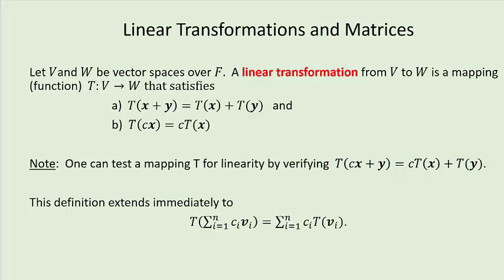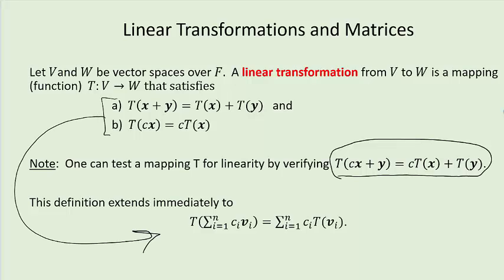So you can prove those separately, or you can use this test for linearity if you want. It really doesn't make any difference. A and B extend, of course, to longer sums. The linear transformation applied to a linear combination of vectors is equal to a linear combination of the T of vi's. And notice the coefficients in the linear combination are exactly the same.